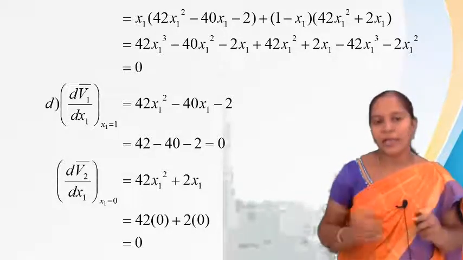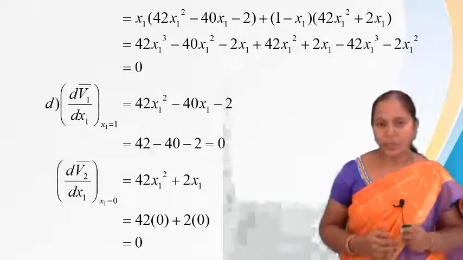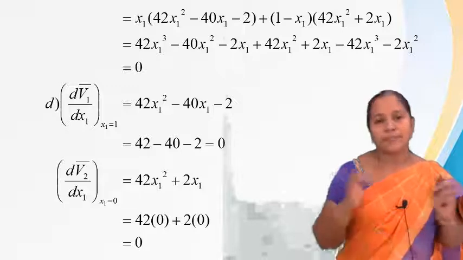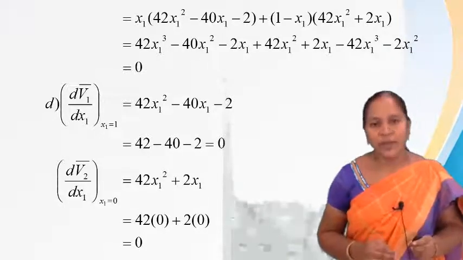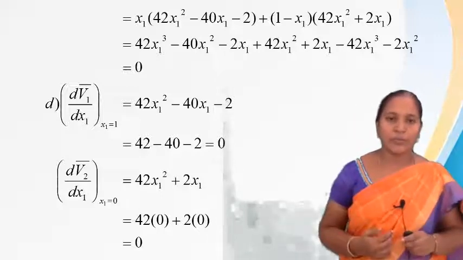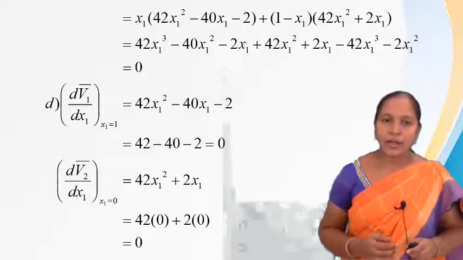Similarly, we have to calculate dV2 bar by dx1 at x1 is equal to 0. Differentiate the V2 bar expression with respect to x1. That is equal to 42x1 square plus 2x1. Substitute x1 with 0. Therefore, we got 0. This is the D bit.